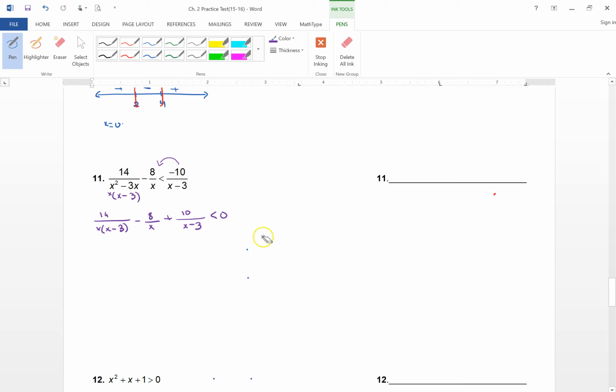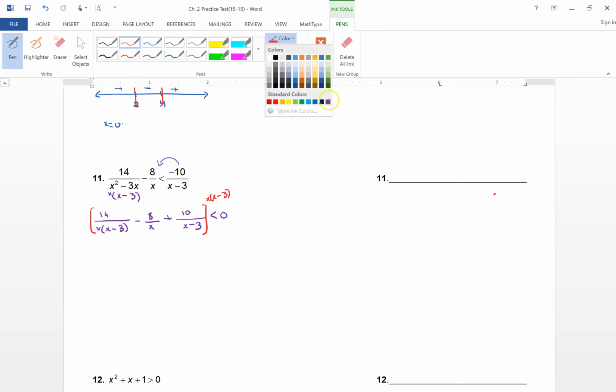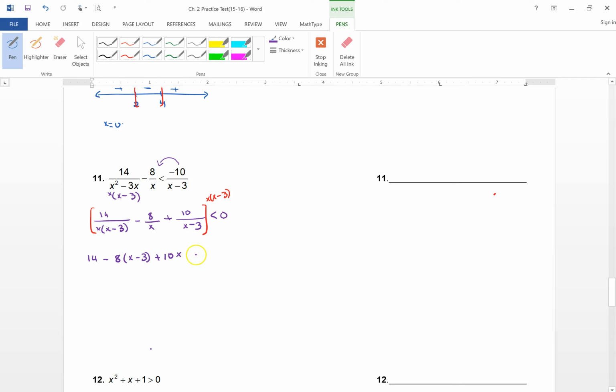No. The denominator can't change. It's only the sign of the numerator that can change when you add or subtract. So we're going to multiply everything by what now? X times x minus 3. Here, when you multiply by x times x minus 3, the whole denominator goes away. Minus 8 times x cancels, so you have x minus 3 plus 10x. So we have 14 minus 8x plus 24 plus 10x less than 0.